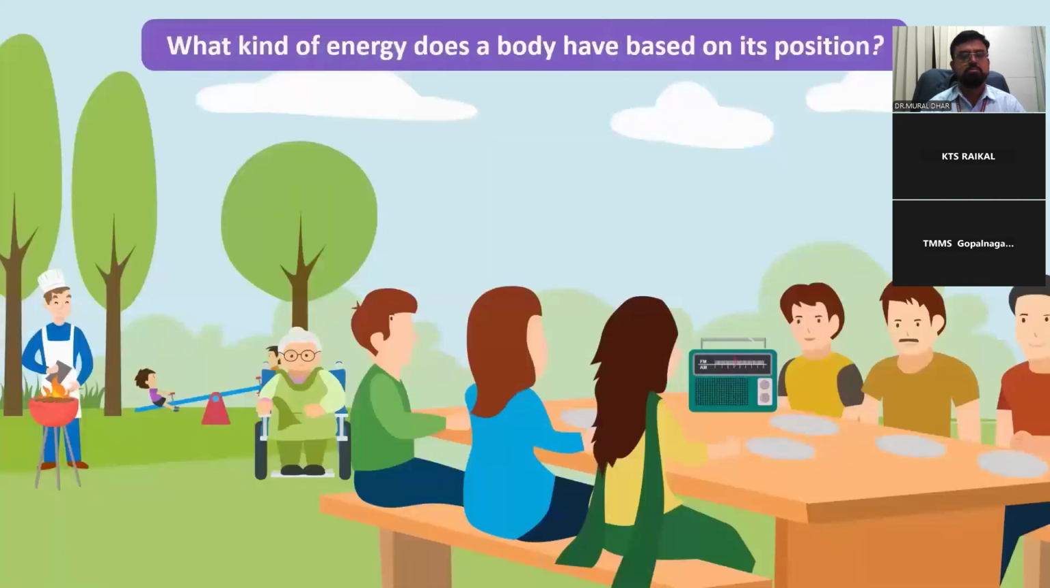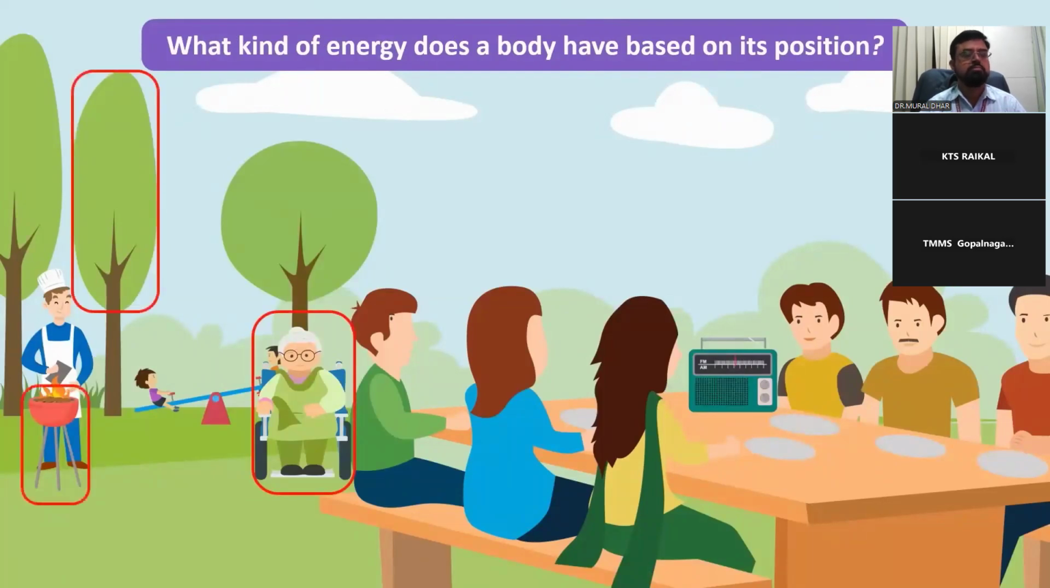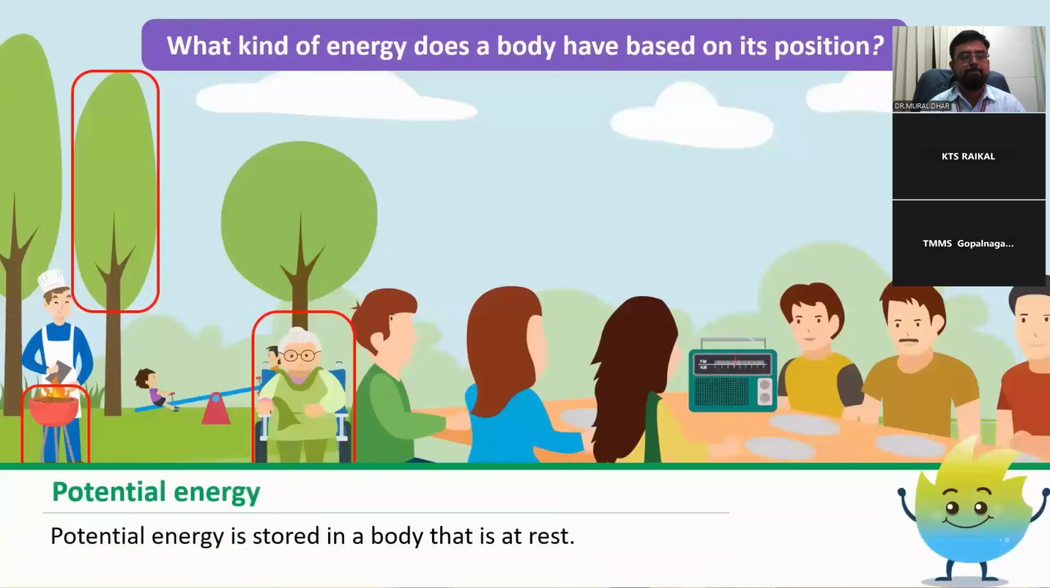What kind of energy can we find in other things or people that were not doing anything, such as grandma sitting on her wheelchair and the trees in the park or uncle's grill? Do you think they have no energy because they were not moving? Do you remember what kind of energy a body has based on its position? Potential energy. Potential energy is stored in a body which is at rest.